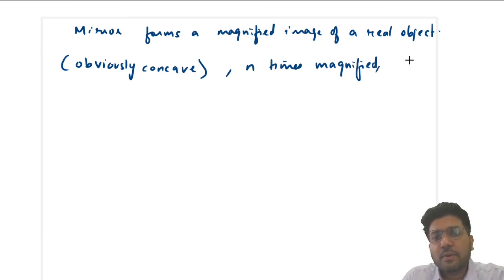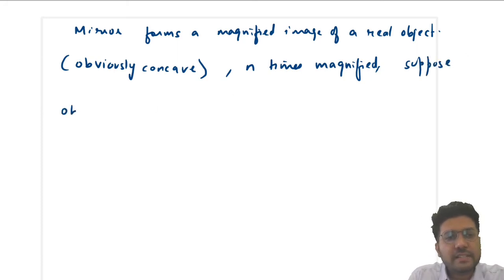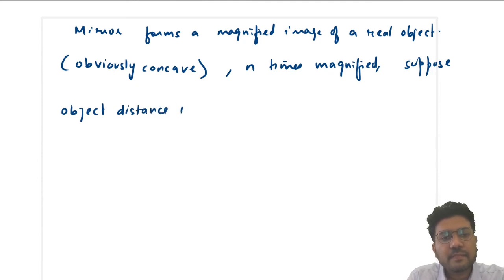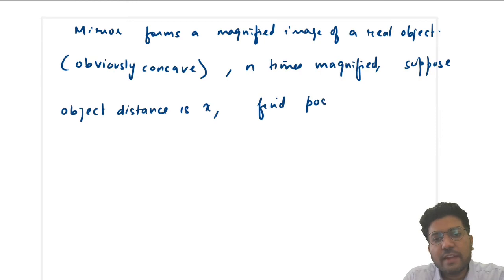Okay. Suppose the object distance is x. Then find possible values of focus.